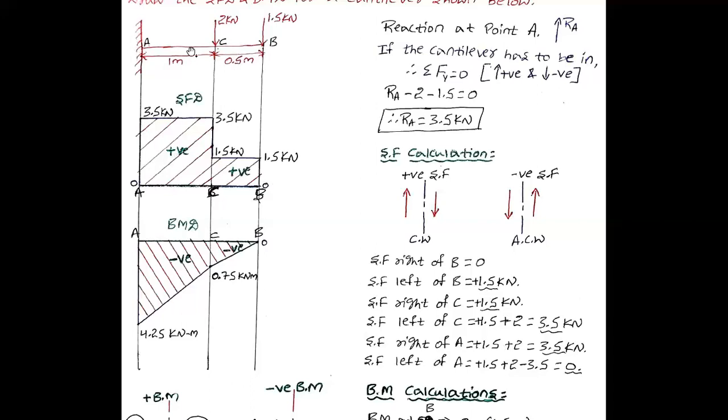Now at point A, the shear force left of A. Left of A means 1.5 kilonewton and 2, both are clockwise. Take it as positive. And at point A, you have calculated the reaction 3.5. That will be in opposite direction, or you can take it as anti-clockwise. You can see the direction. It is in anti-clockwise. Anti-clockwise means minus 3.5. It will be equal to 0. Now I am going to draw the SFD.